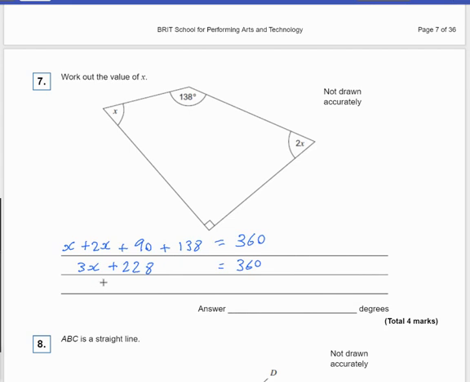If I then take away 228 from both sides, I get 3x is equal to 132. And then if I divide both sides by 3, I get x is equal to 44. And again, the question just said work out the value of x. So we've got 44 degrees.